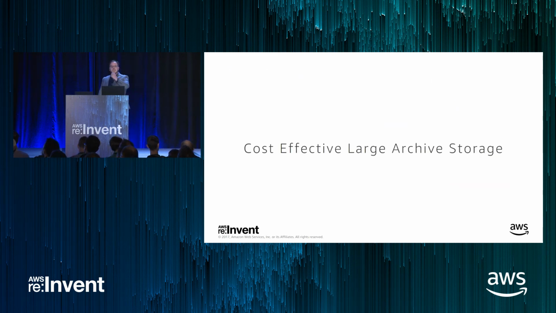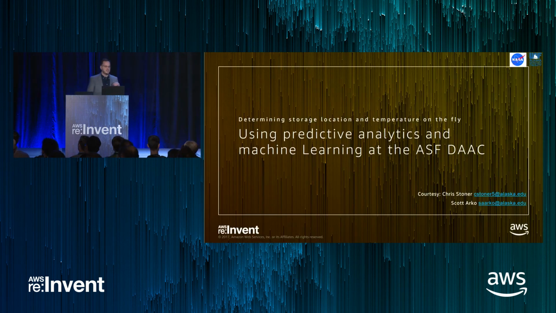All right, cost-effective large archive storage. So this was one that we started prototyping. This is the Alaska Satellite Facility, ASF, who did this work and were nice enough to let me leverage their slides here. So when we talk about storage, we're talking about S3, S3 IA, Glacier, and then potentially looking at disaster recovery on-prem. And we can use data lifecycle to move data through that.